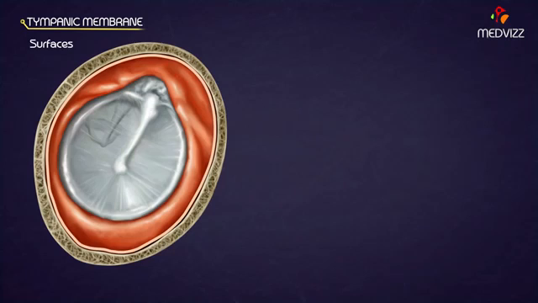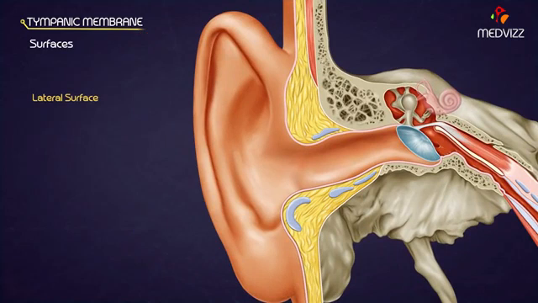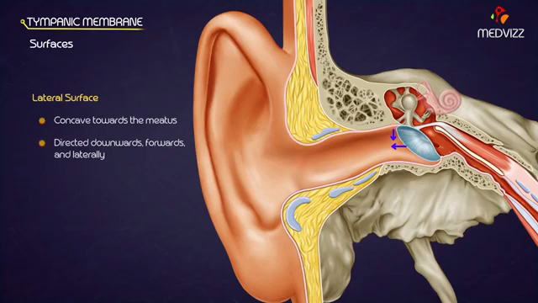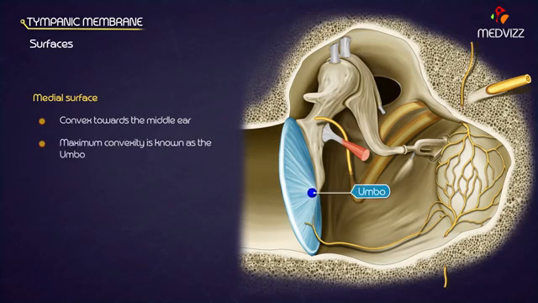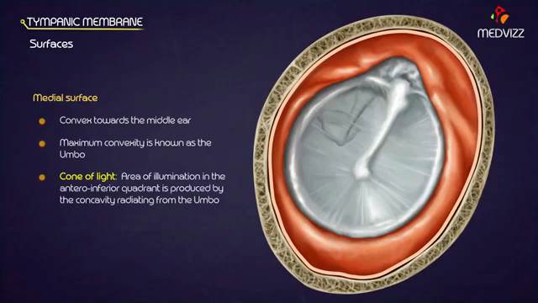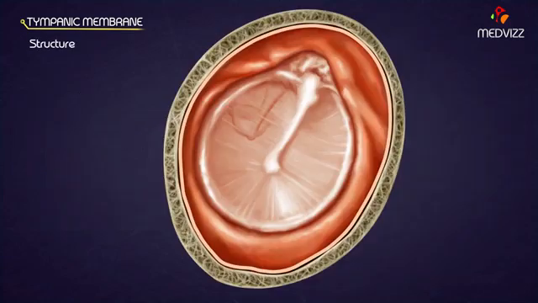Surfaces. The tympanic membrane presents with a lateral and medial surface. The lateral surface of the tympanic membrane is concave towards the meatus and is directed downwards, forwards, and laterally. The medial surface is convex and bulges into the middle ear. The point of maximum convexity is known as the umbo. When the tympanic membrane is illuminated on inspection, the concavity of the membrane produces a cone of light radiating from the umbo over the anterior-inferior quadrant. It receives the attachment of the handle of the malleus up to the center of the membrane.